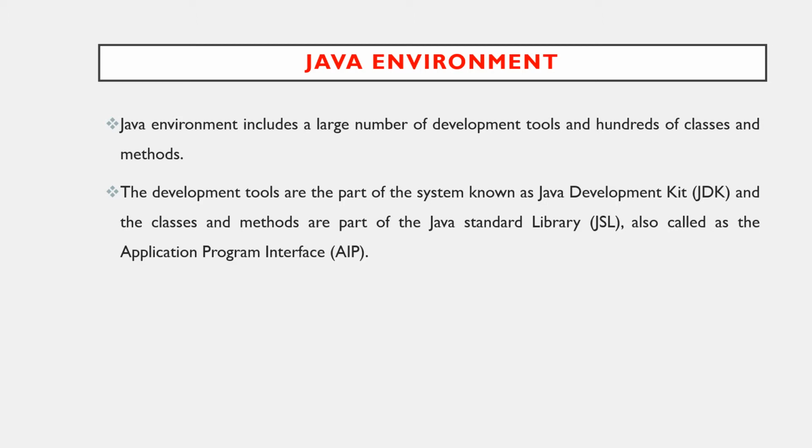And the classes and methods are part of the Java Standard Library, which we can call JSL. The whole together, we can call the application programming interface, that is API. In other words, a Java environment includes a large number of development tools and hundreds of classes and methods.